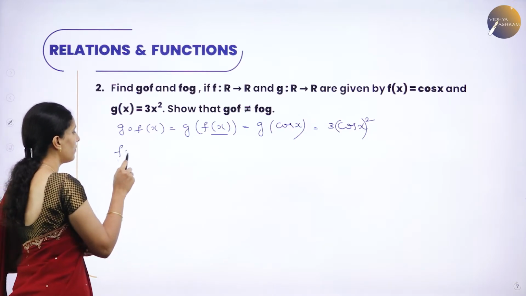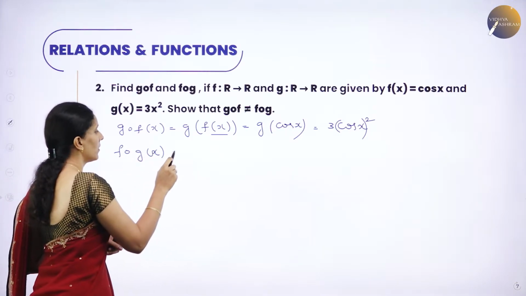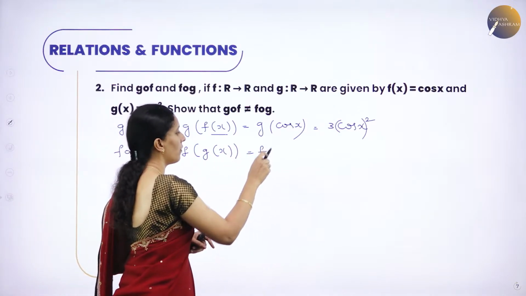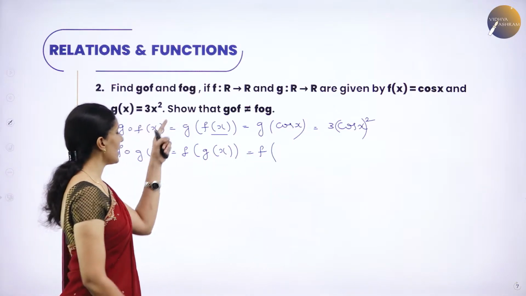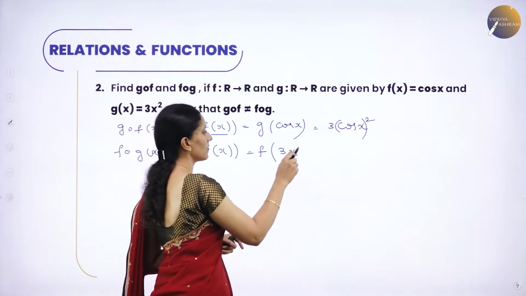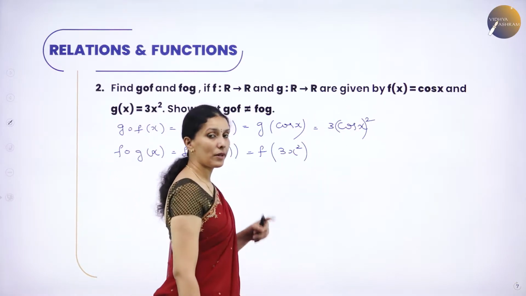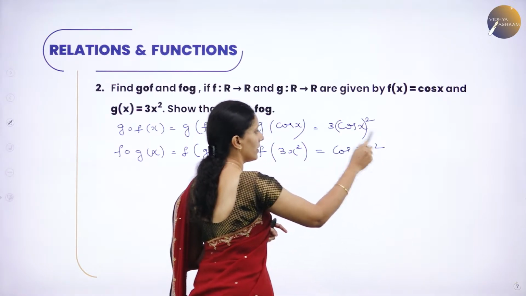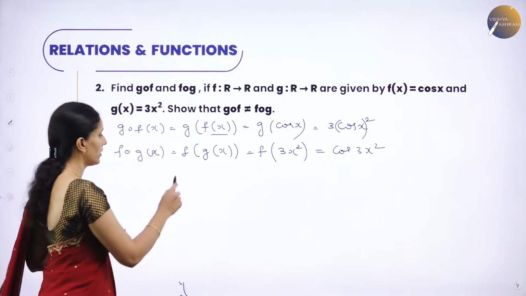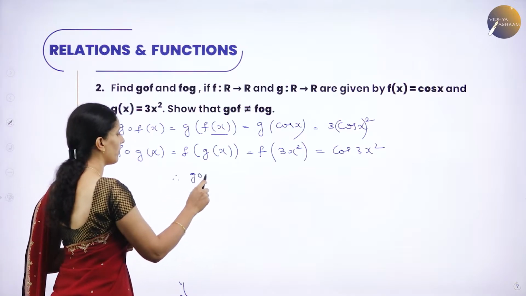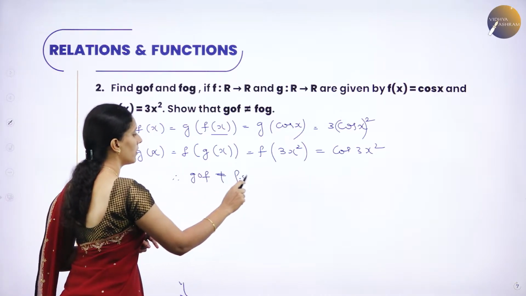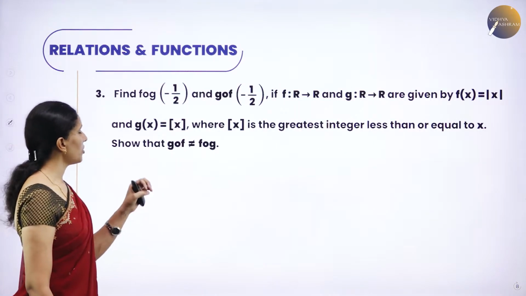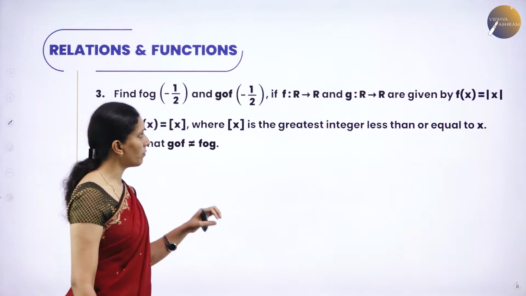Next we will take f naught g of x, which is f of g of x. g of x is 3x square, and f of x is nothing but cos x. So this can be written as cos 3x square. See, they are completely different. So therefore, g naught f is not equal to f naught g. Next one, find f naught g of minus half and g naught f of minus half.